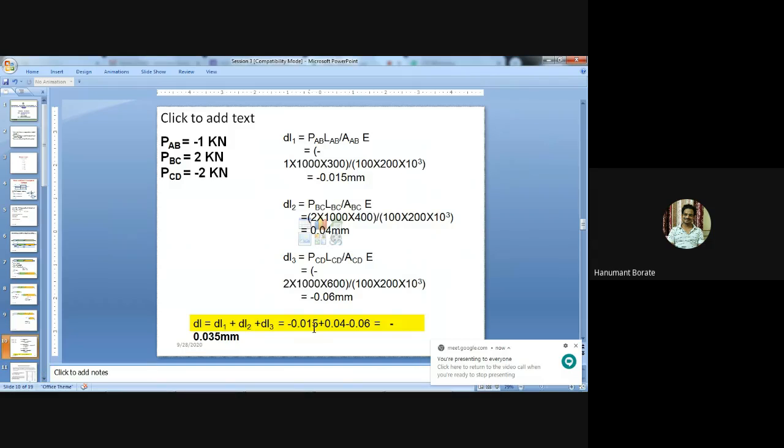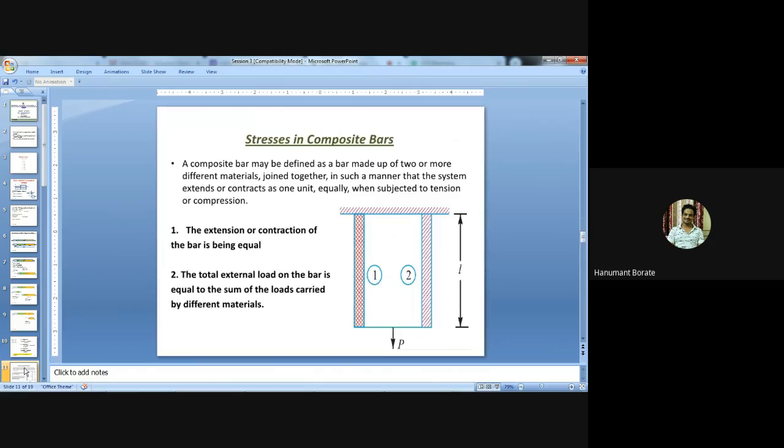Composite parallel system; the earlier case was related to members connected in series. Now we'll see stress and strain in a composite parallel system. Once again I will repeat, a composite system may be defined as a bar made up of two or more different materials joined together in such a manner that the system extends or contracts as one unit equally when subjected to tension or compression.